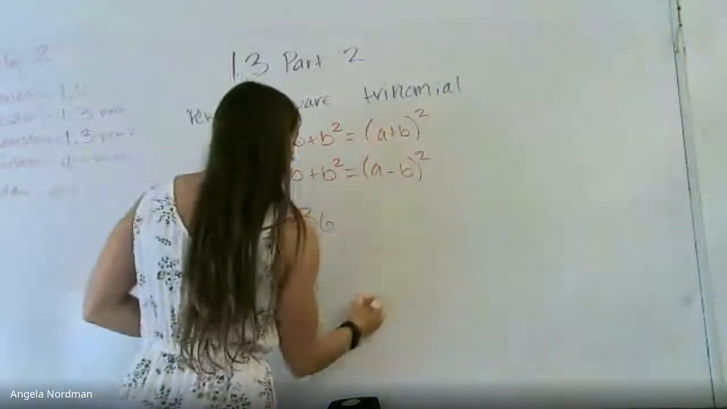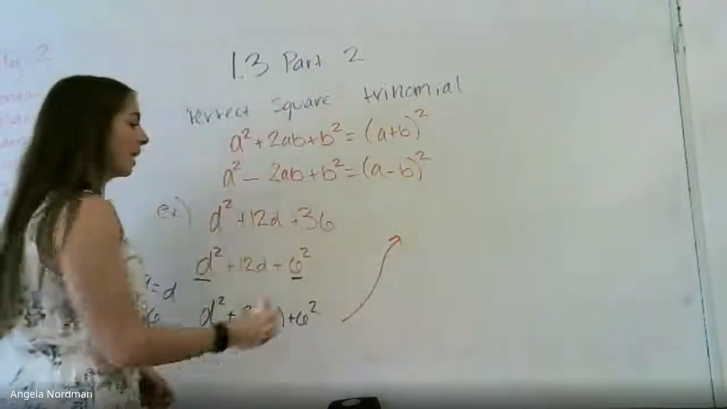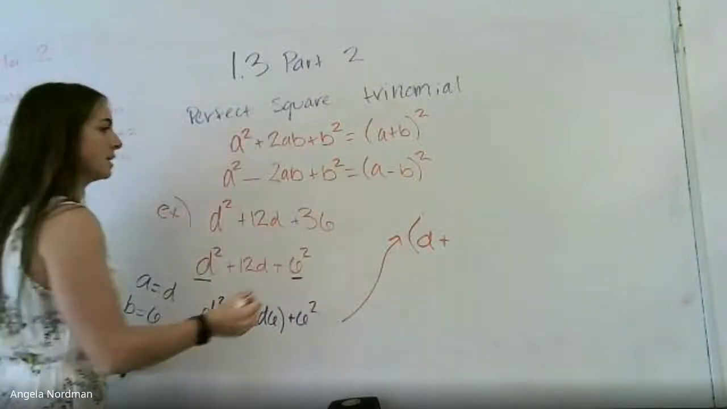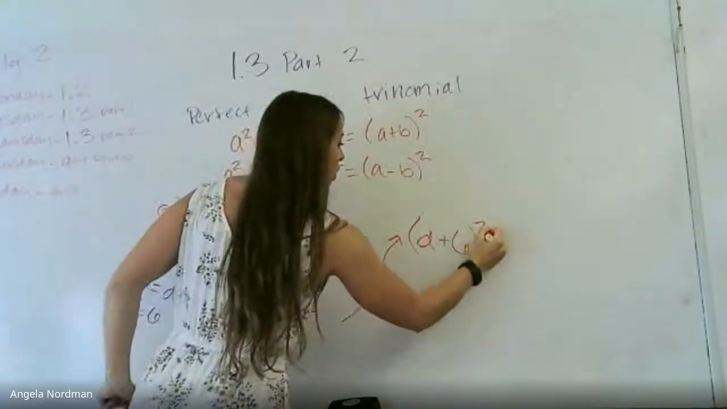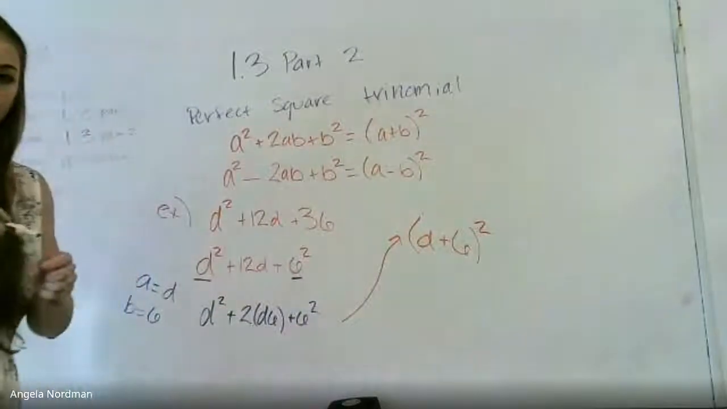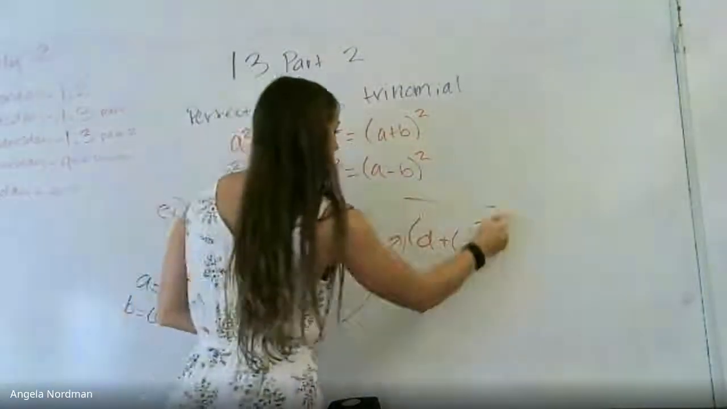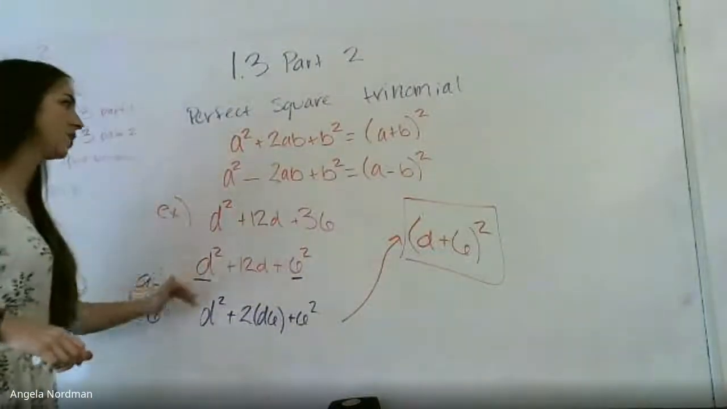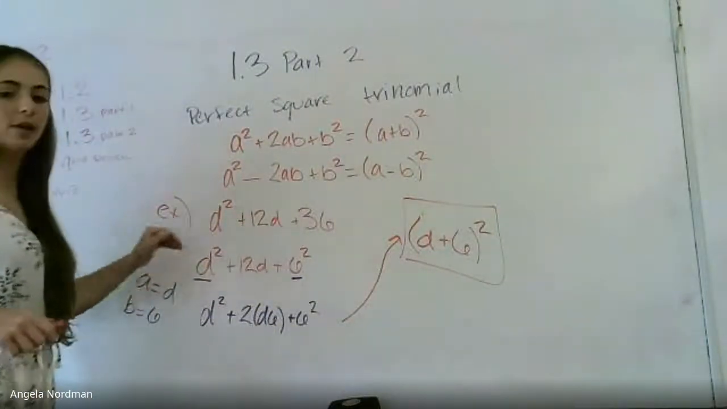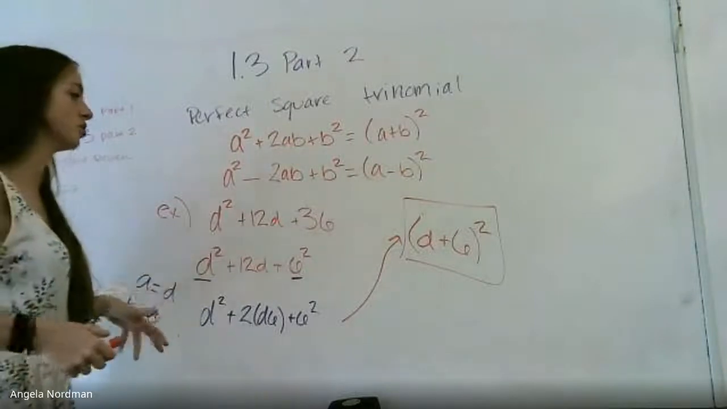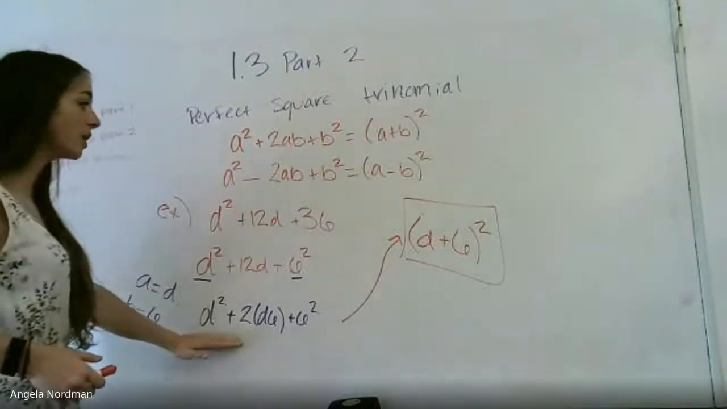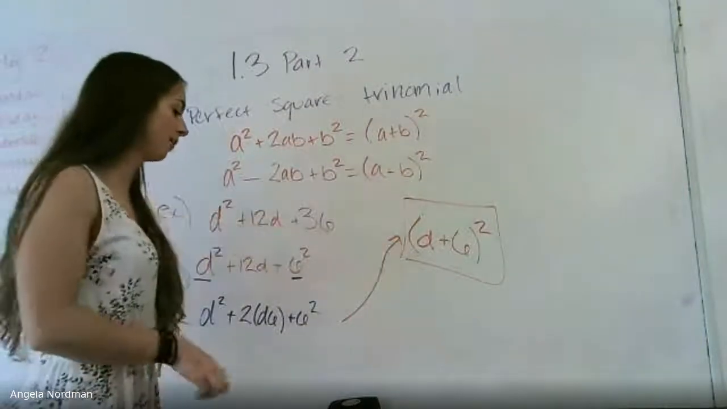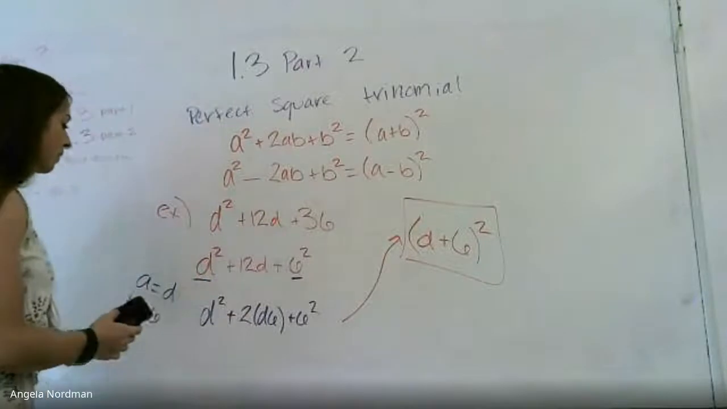So using that formula, I have to start with my A, D, plus my B, which is 6. This is all quantity squared. All right. This is my factored form. So all of this was testing, can I use it? Am I able to use the perfect square trinomial factorization? This proved that I could. I used my A and my B in this formula to get my factored result.